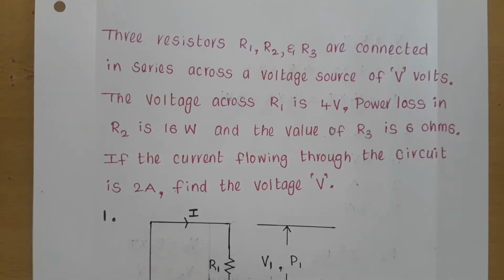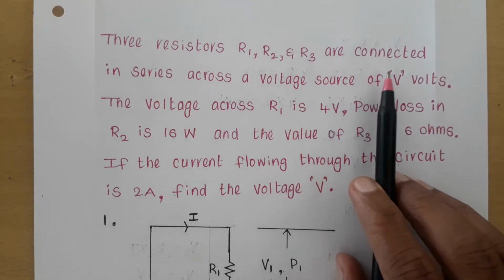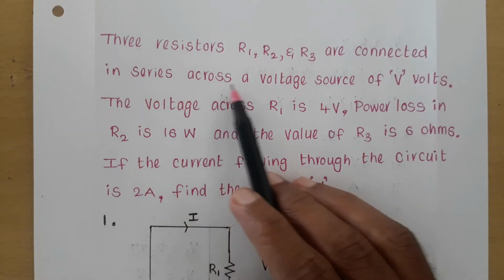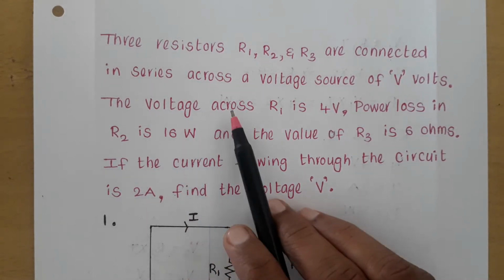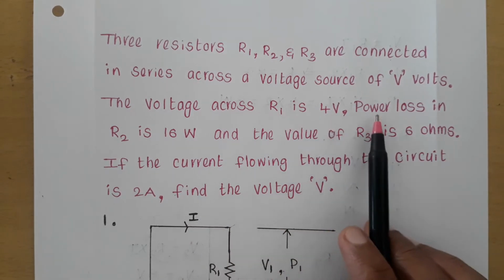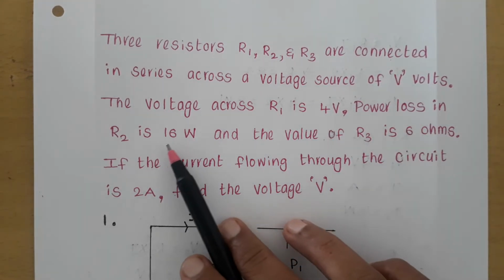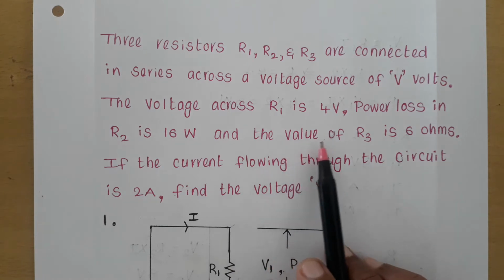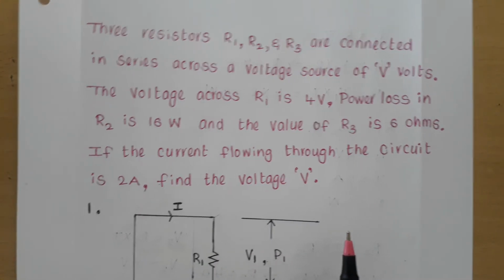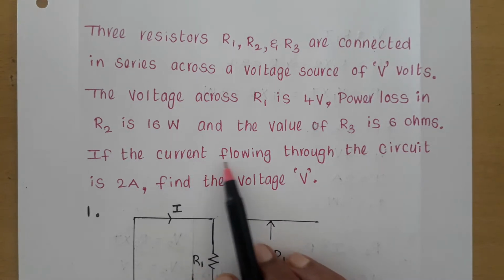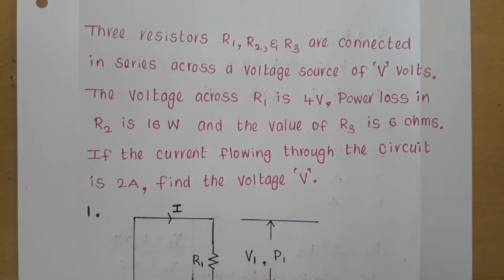Three resistors R1, R2 and R3 are connected in series across a voltage source of V volts. The voltage across R1 is 4 volts, power loss in R2 is 16 watts and the value of R3 is 6 ohms. If the current flowing through the circuit is 2 amperes, find the voltage V.